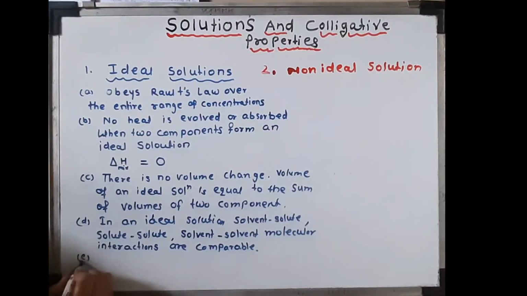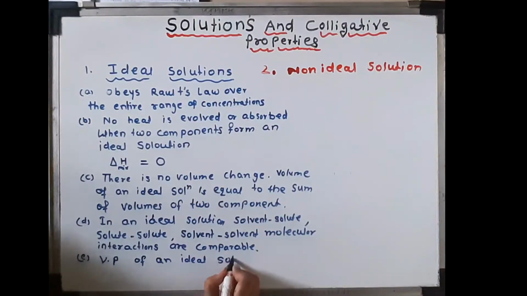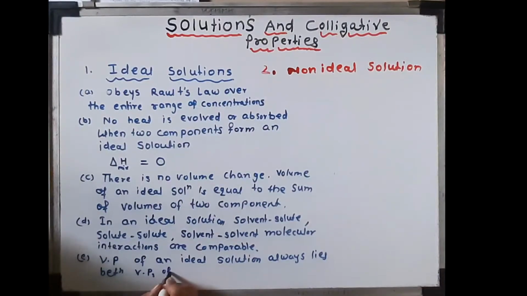And the last is that the vapor pressure of an ideal solution, I am writing VP, that is vapor pressure, always lies between the vapor pressures of the pure components and the solution. An example is a mixture of benzene plus toluene.